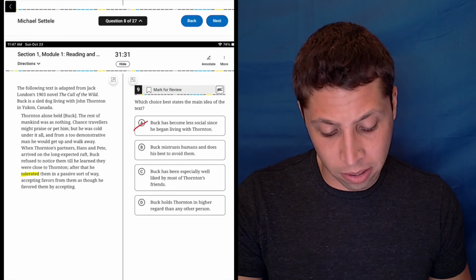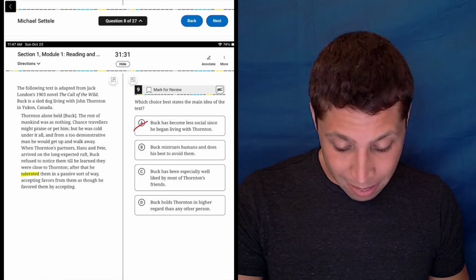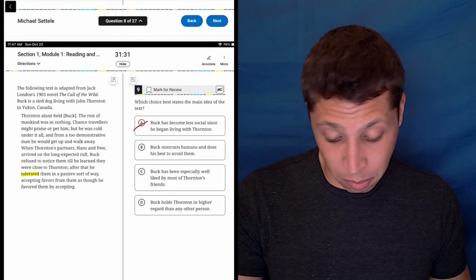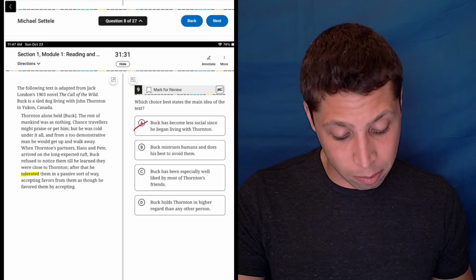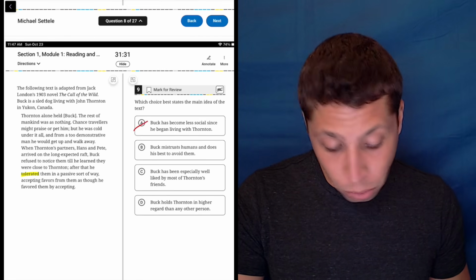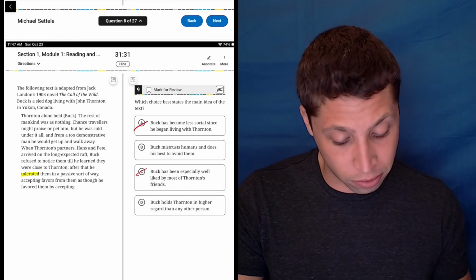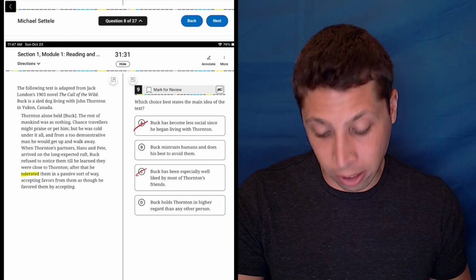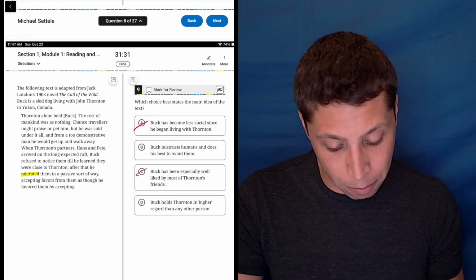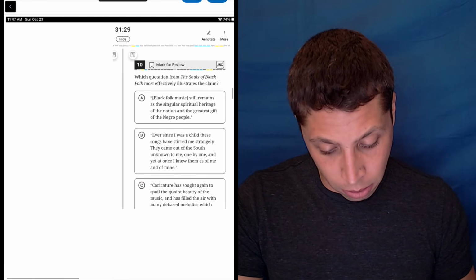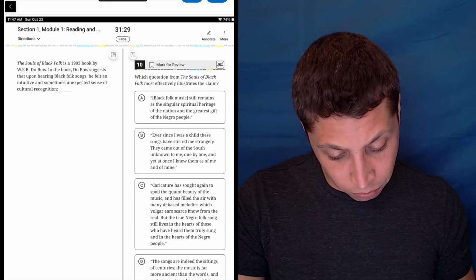Buck mistrusts humans. Is this maybe? Well, I don't know if he mistrusts humans. He seems to be fine with Thornton, so I don't know. Buck has been especially well liked by most. Okay, most is a very strong word. That's almost always going to mean the thing is wrong. We don't know most of his friends. Okay, Buck holds Thornton in higher regard than the other person. Yeah, it's about Buck and Thornton, and the other people are kind of secondary. That's definitely it.